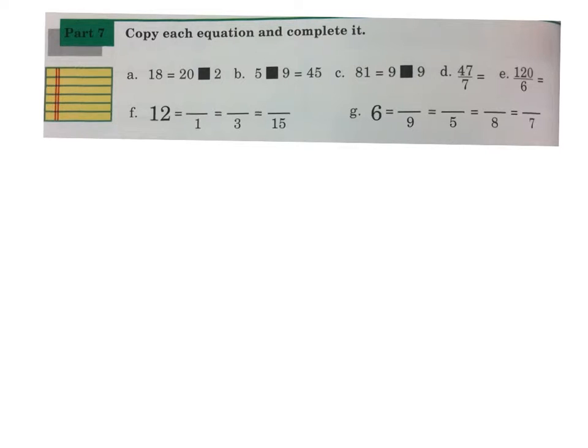So if I know that I have 20, if I did 20 plus 2, that wouldn't get 18. So I'm going to try 20 minus 2, and that will equal 18. So for A, you should have minus. The same thing for B.